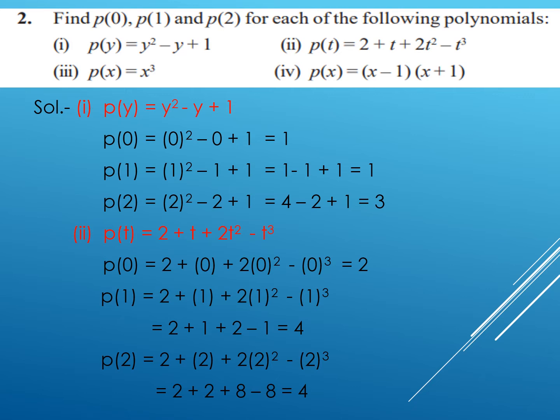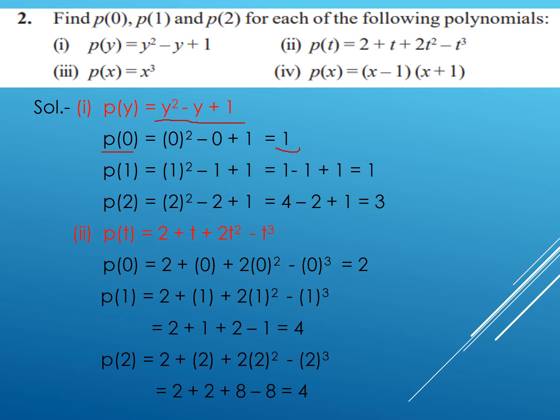Polynomial p(y) is equal to y square minus y plus 1. Now let's first find p(0). p(0) means the value of the variable y is 0. So we will put y equals 0 in the given polynomial. After putting the value of variable y as 0, we are getting 0 square minus 0 plus 1, and the answer is 1. That means for the given polynomial p(y), p(0) is 1.